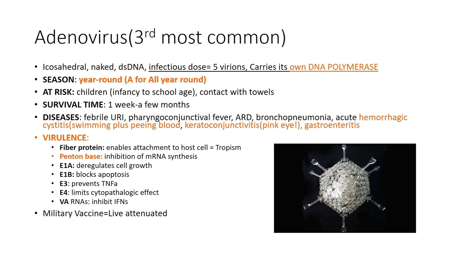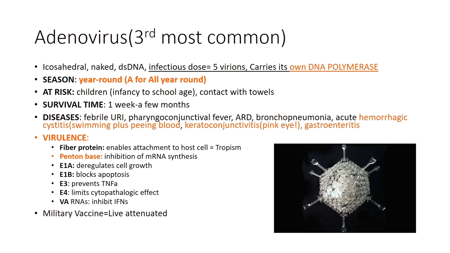Also, your conjunctivitis, you can spread it on towels. So maybe a couple kids within a family have pink eye. Just think it's adenovirus. Virulence factors: a couple of them are your fiber protein that allows for binding, and that's that long sticky thing in this little glass model in this picture. Other things are your penton base, and this inhibits your mRNA synthesis.